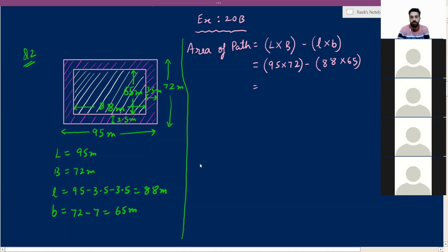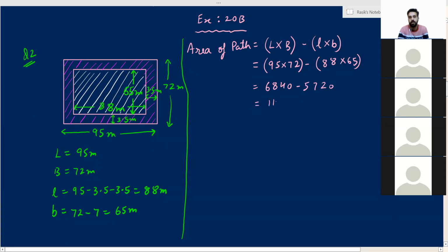Sorry, 6,000 840. 6,840 minus what is the product of 88 and 65? So 5,720. Again correct. 5,720. So if we subtract, we get 1120 meters square. Am I right? Yes, this is the area of the path, sorry.